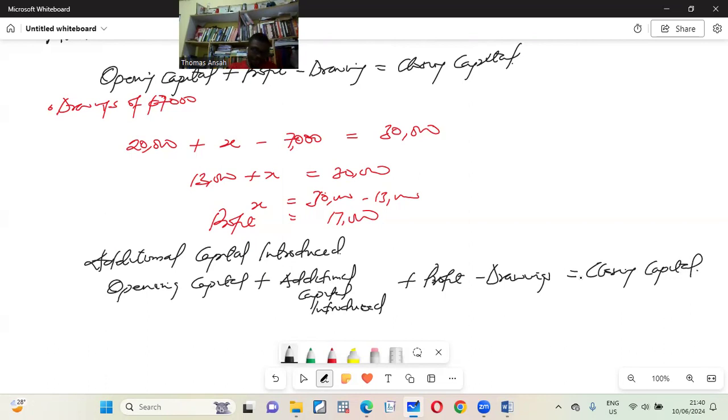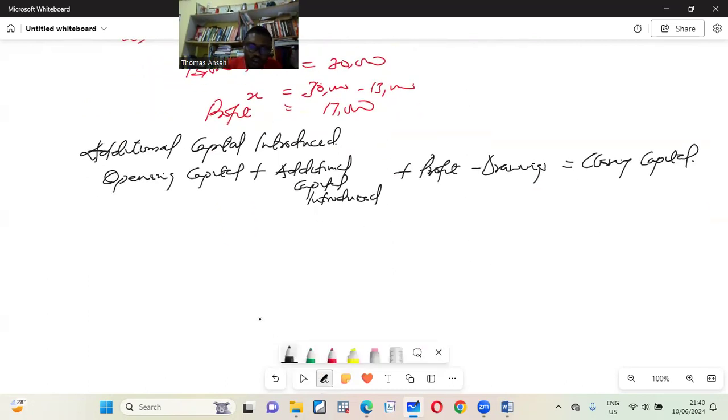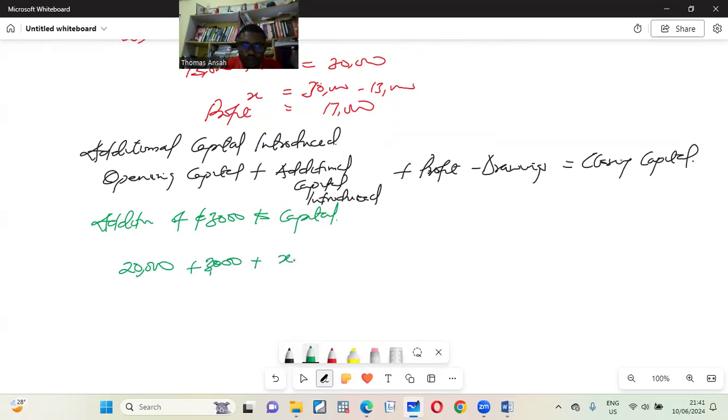So let's say this guy decided to introduce an additional capital of 3,000 cedis during the year. What will we do? We already know that the opening capital was 20,000, plus the additional capital of 3,000, then plus profit, which we don't know, minus the drawings, which was 7,000, is equal to what? Closing capital, which is what?